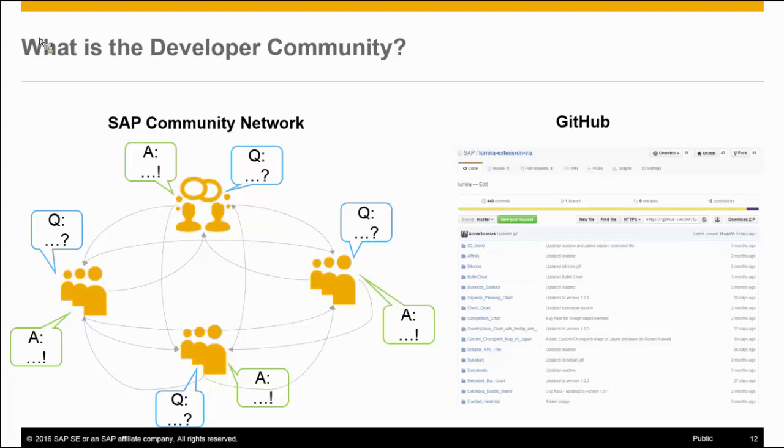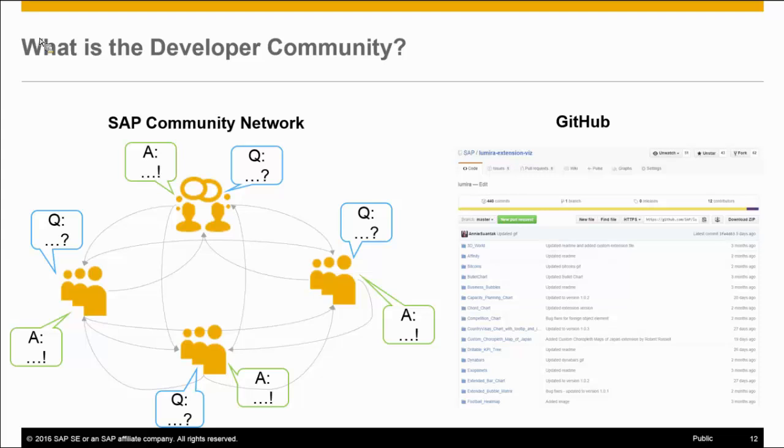As you saw, the developer community consists of two parts. We have our SDN space and the GitHub space. And what this really means is basically we have a community of different developers who write or develop extensions or who come up with solutions to bugs in code or any issues with visualizations or any sort of extension in order to enhance Lumira. And we have this community so that people can ask questions, people can answer them. It's basically building our very own community of developers who help each other share their knowledge and improve the usability of Lumira in terms of extensions.